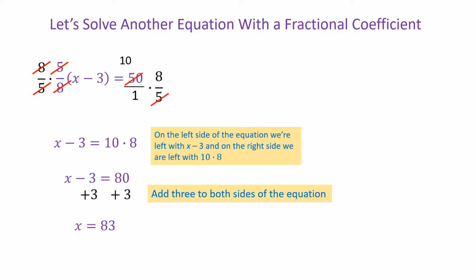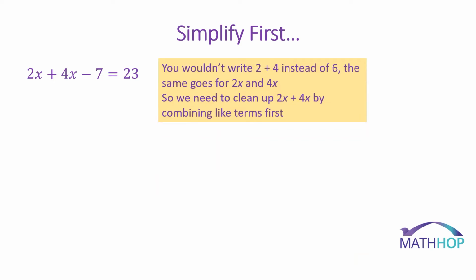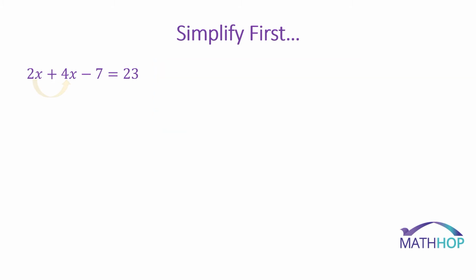Okay, let's look at another kind where we have to first simplify before we do anything. So in this equation, we have 2x plus 4x minus 7 equals 23. Well, 2x plus 4x does not make any sense. We wouldn't write 2 plus 4 instead of the number 6, and the same goes for 2x and 4x. So we need to clean up the left side of this equation by first combining like terms. And we're going to do that by taking 2x plus 4x, getting 6x. So we're left with 6x minus 7 equals 23.